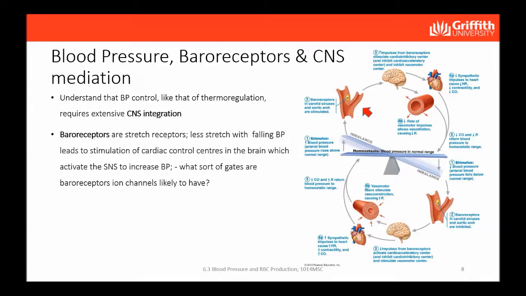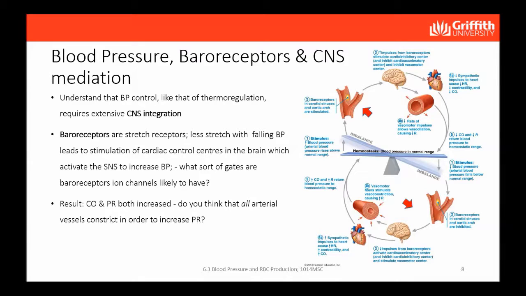On the other hand, if the blood pressure falls below the normal range, impulses from the baroreceptors are inhibited. This causes the brain to increase its sympathetic outflow, thereby increasing the rate of noradrenaline release, which stimulates smooth muscle contraction and an increased heart rate. The result is an increase in total cardiac output and peripheral resistance, which, as we mentioned before, means an increase in blood pressure.